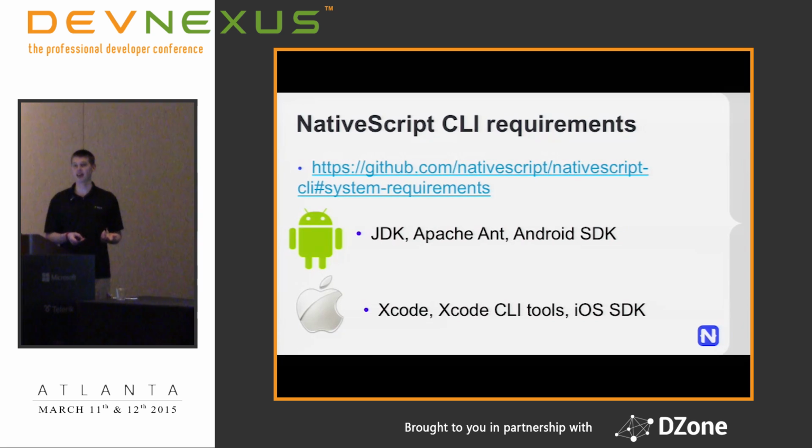It basically means you have to have the platform-specific SDK in order to build your apps. So to build Android apps, you're going to need to have an Android SDK installed. You're going to need to have a JDK. You're going to need to have Apache Ant in order to do builds. For iOS, you're going to need to have Xcode, the Xcode CLI tools, and an iOS SDK.